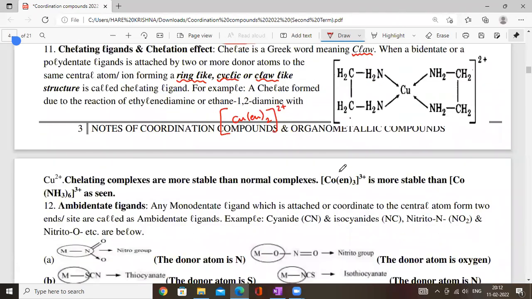The most important characteristic right now is that chelating complexes are always more stable in comparison to normal complexes. For example, in one of the board questions, this was asked: chelating complexes are more stable than normal complexes. For example, here, [Co(en)3]3+ is more stable than [Co(NH3)6]3+, because this is a chelating complex and this is the normal complex that we come across. That's why the first one will be more stable in comparison to this.